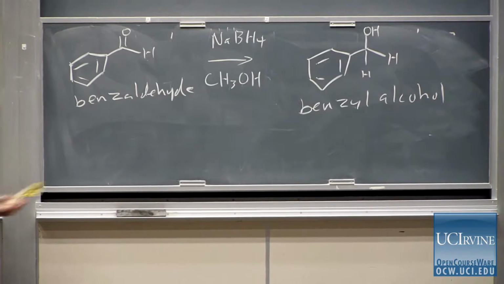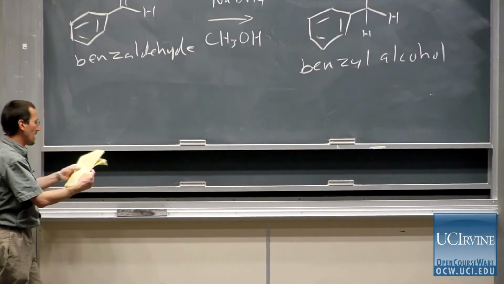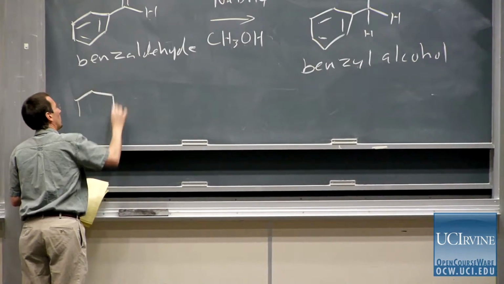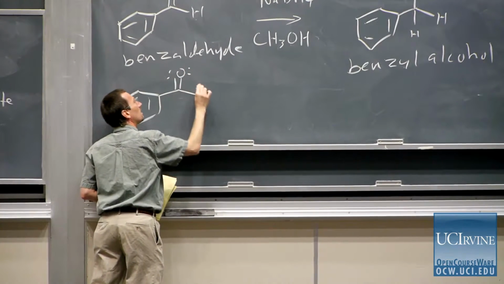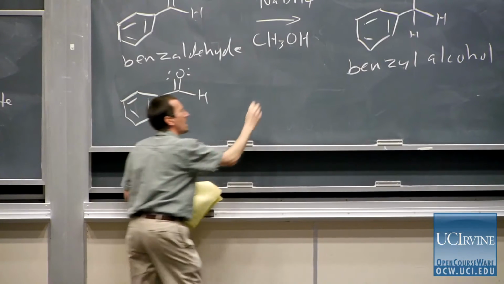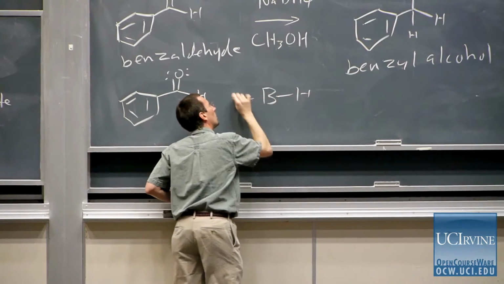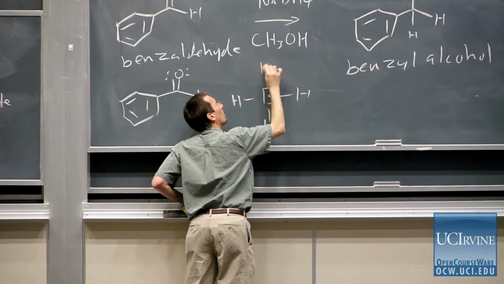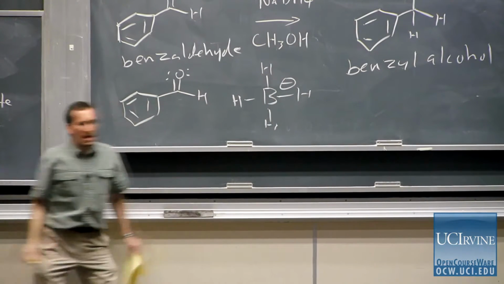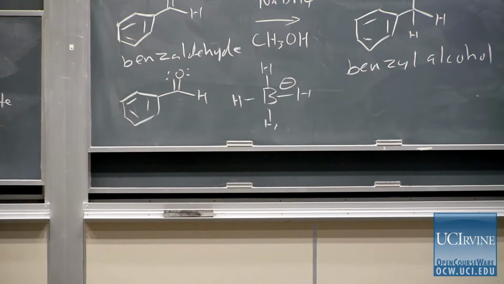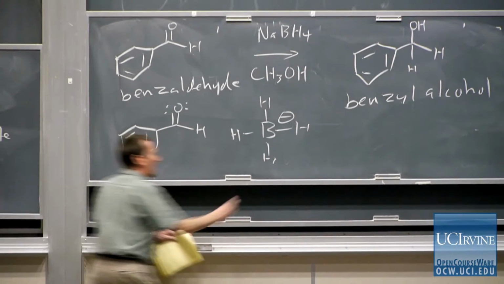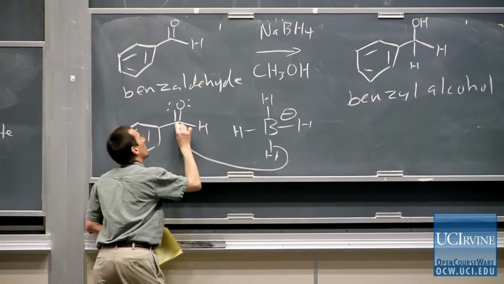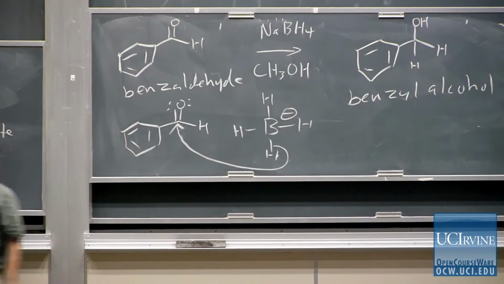And we can think of this reaction occurring very much like the other reaction has occurred. And so here's our aldehyde. Here's our borohydride anion. And the boron-hydrogen bond is polarized. It's a polar covalent bond with more electron density on the hydrogen. And so borohydride anion can transfer hydride, adding it as a nucleophile to the carbonyl group.